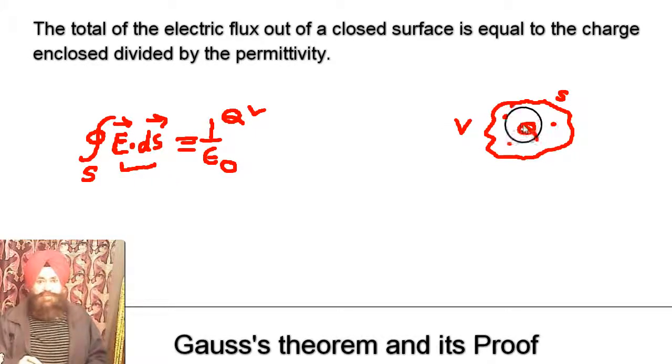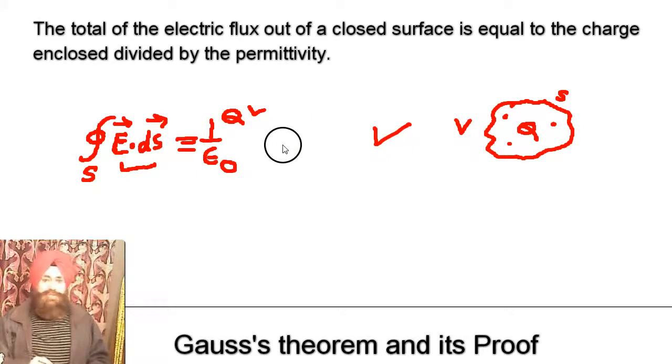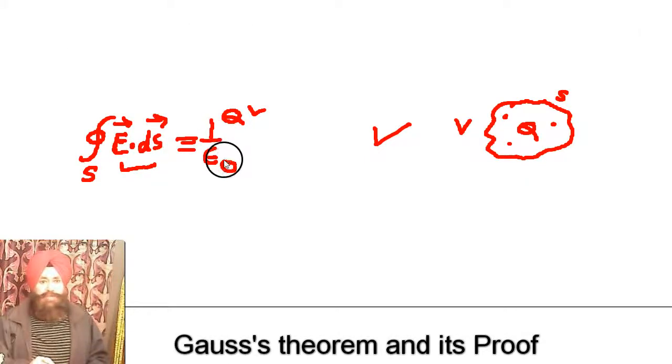Whatever the position of Q inside, no problem. The flux will be only 1 over epsilon naught times the charge enclosed. That's the Gauss theorem statement. Total flux is 1 upon epsilon naught times the charge enclosed. Okay.